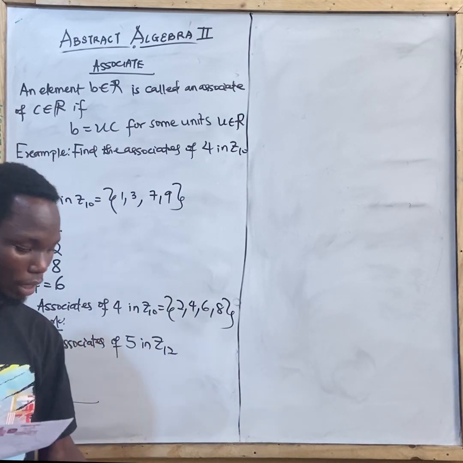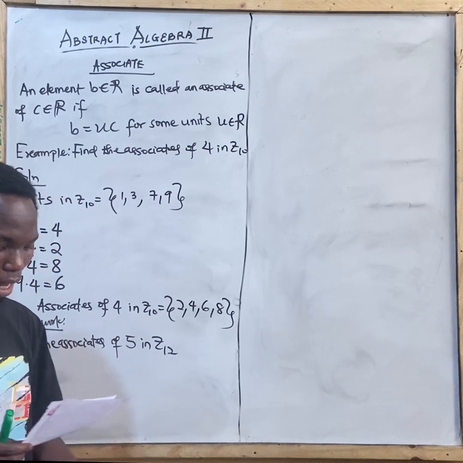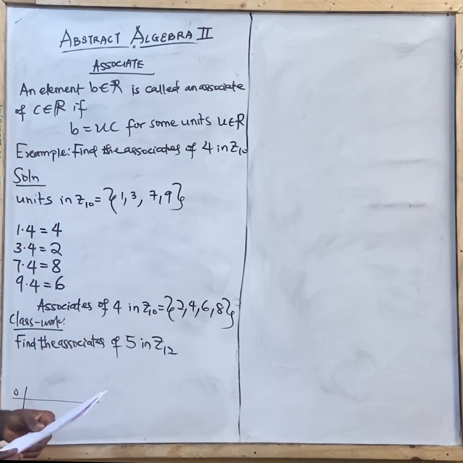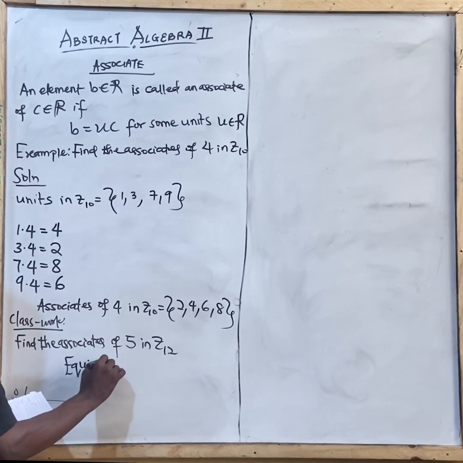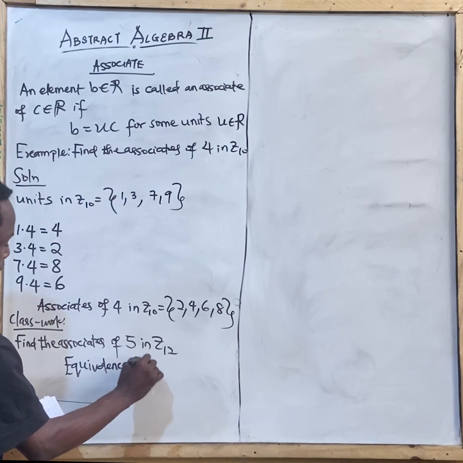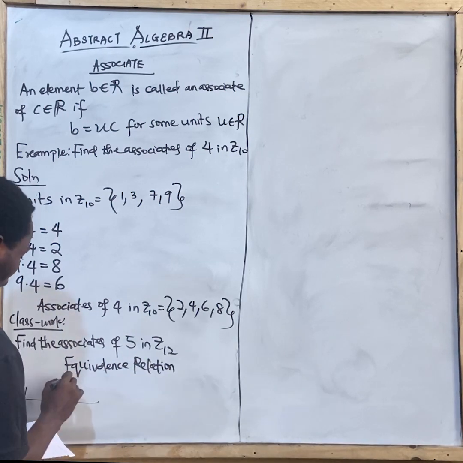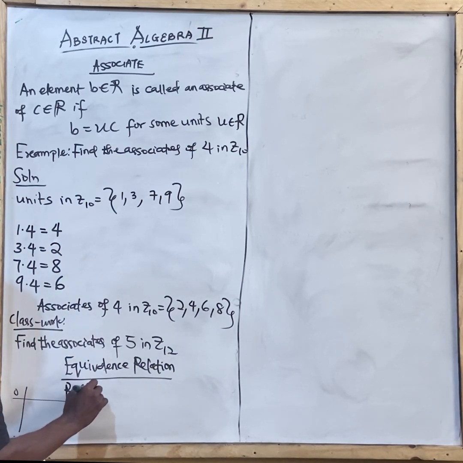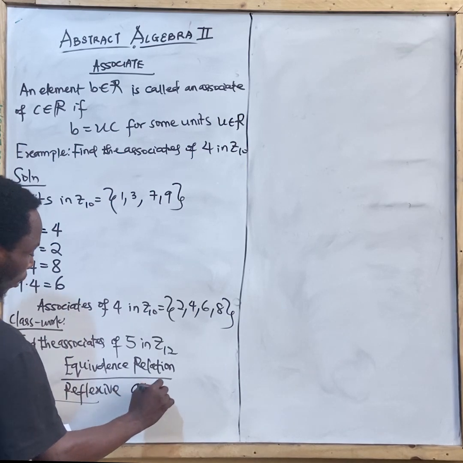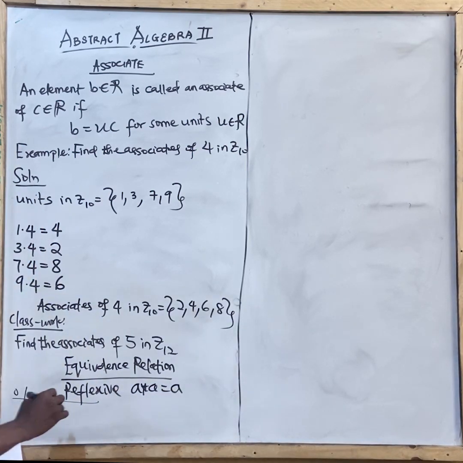The last thing I'm going to do here is prove that these associates follow what we call an equivalence relation. If you remember your equivalence relation, these are what you've done in your abstract algebra 1, where they said RST. Reflexive means that A can map into itself. Reflexive, symmetric.